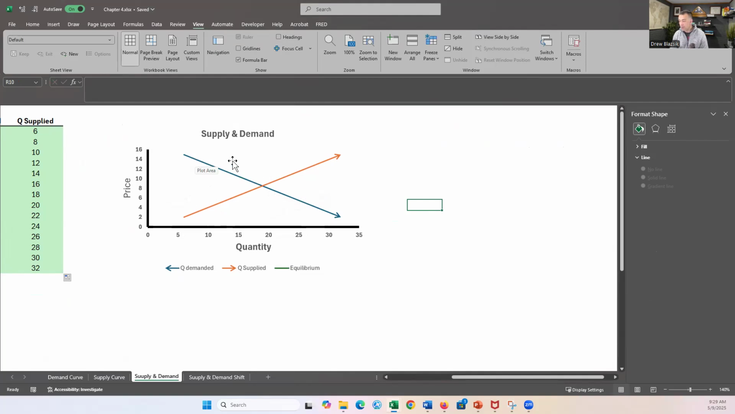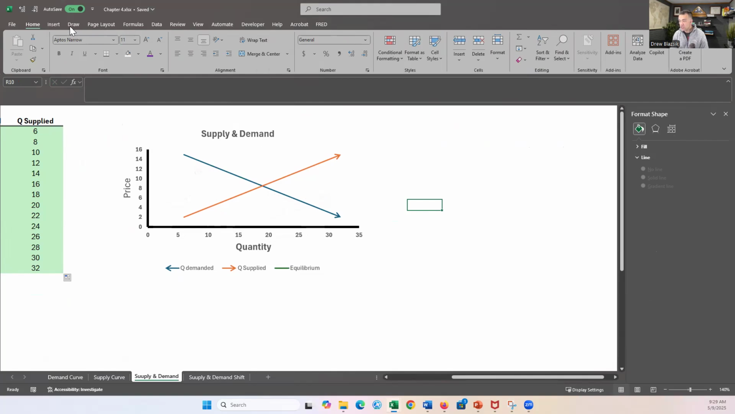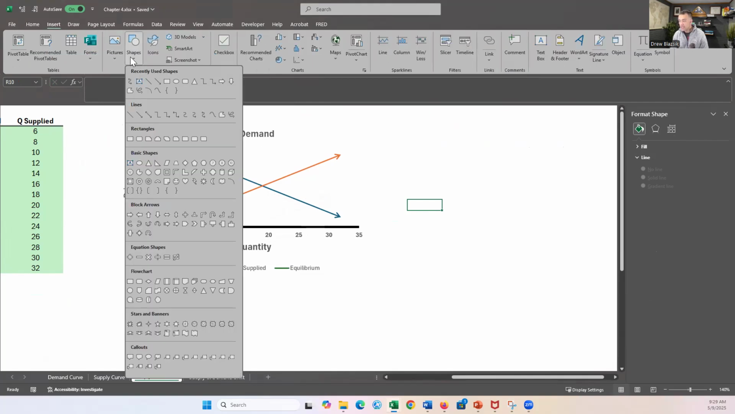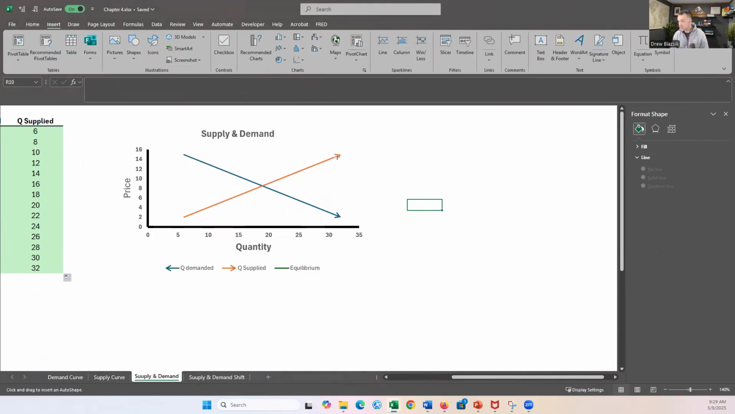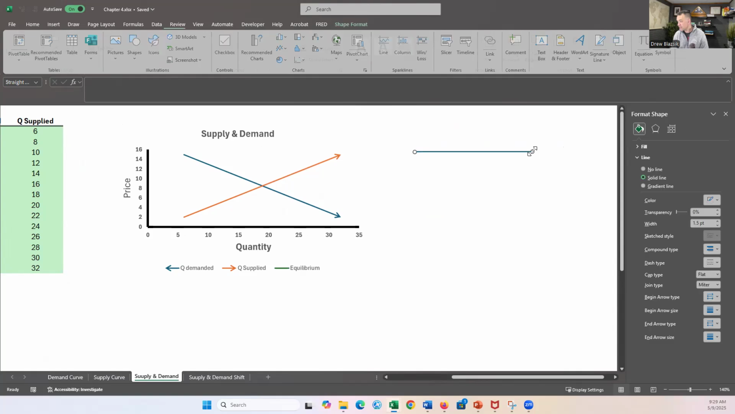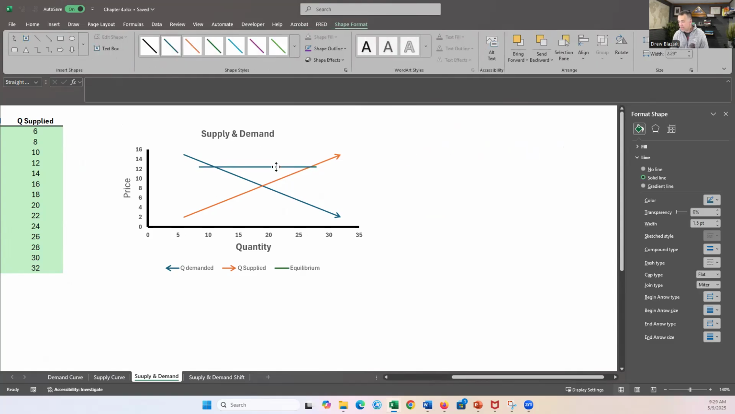If the price is above that, you know what? I'm going to insert something really quick just to demonstrate what I mean by this. I'm going to do a nice line. So if the price is above equilibrium, look what's going on. Quantity supplied is higher than quantity demanded. At a higher price, firms are willing to supply more than what people want to purchase. You have a surplus of goods.